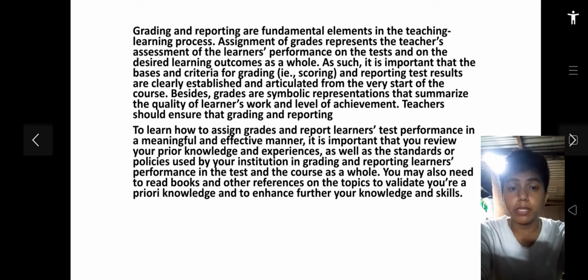So, teachers must make sure that reporting and grading are done properly. Reviewing your existing knowledge and experience, as well as the standards or policies used by your institution, will help you learn how to give grades and report learners' test performance in a relevant and effective manner.